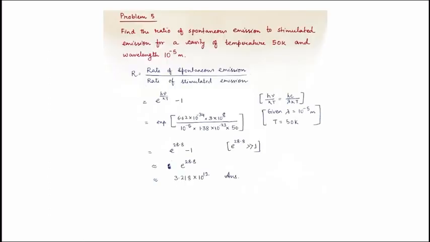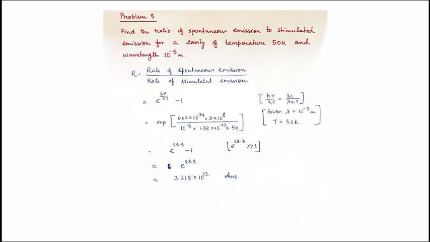So let us move on to our last problem, problem number 5. Find the ratio of the spontaneous emission to stimulated emission for a cavity of temperature 50 Kelvin and wavelength 10 to the power minus 5 meter. So what is asked here is the ratio only.